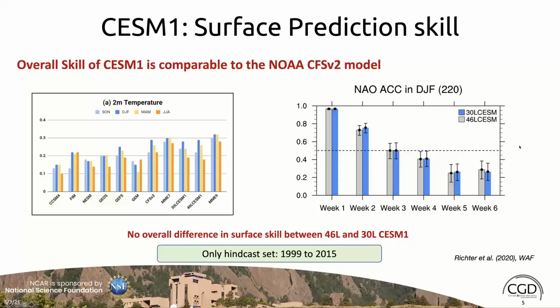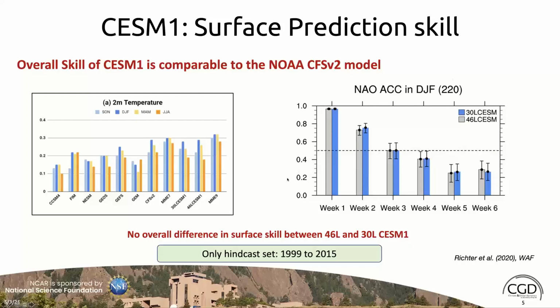The other finding, however, which was highly disappointing, is that there was no overall skill difference at the surface between the 46 level and the 30 level CSM1. You see that on the left plot with surface temperature, and you see that on the right for the North Atlantic Oscillation, or the NAO. So at week 3, CSM1 has really good NAO prediction skill, with an ACC of 0.5. But if you compare the blue and the gray bars, you see that the addition of a well-resolved stratosphere did not give you any additional skill. But the 46 level model does cost 50% more.